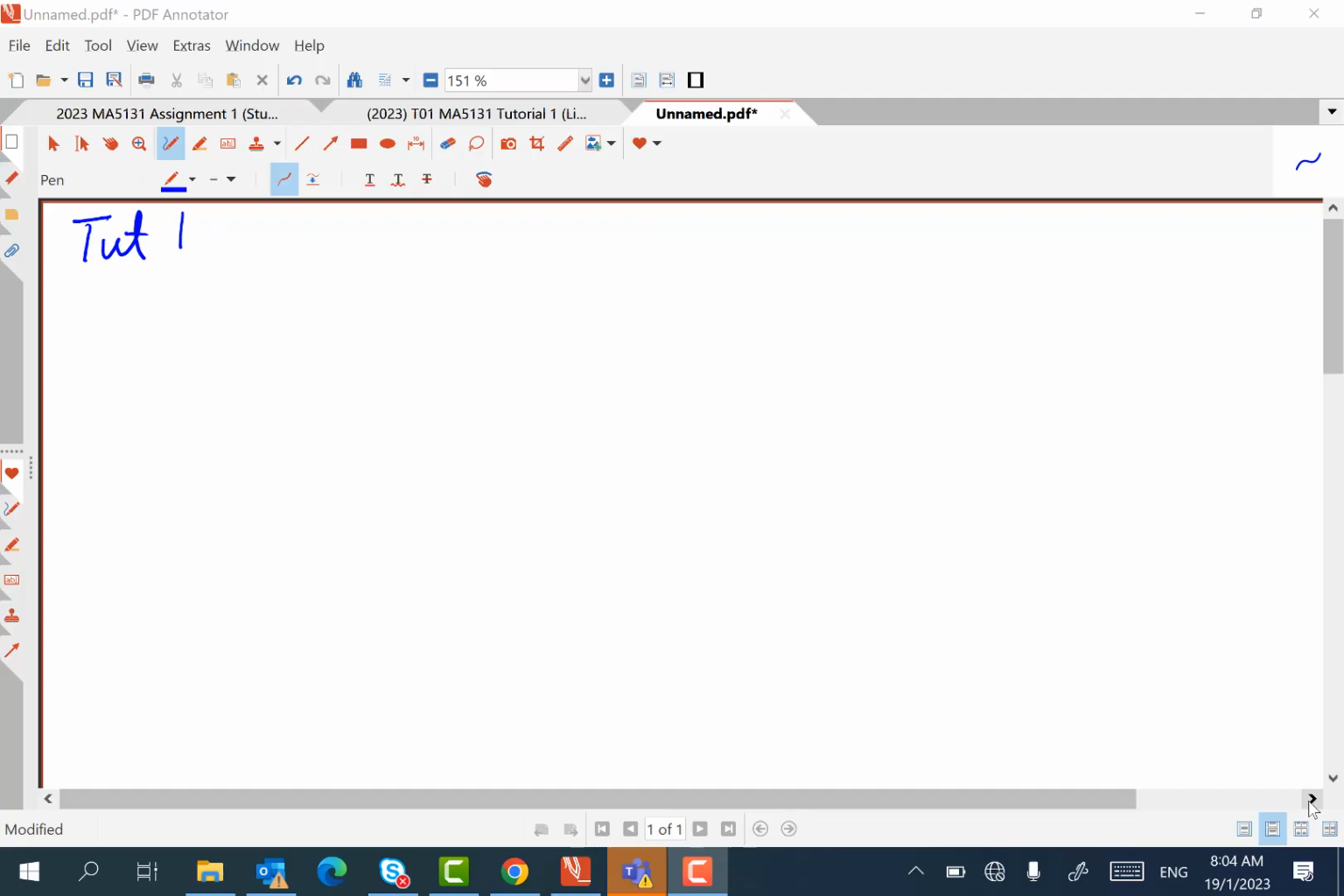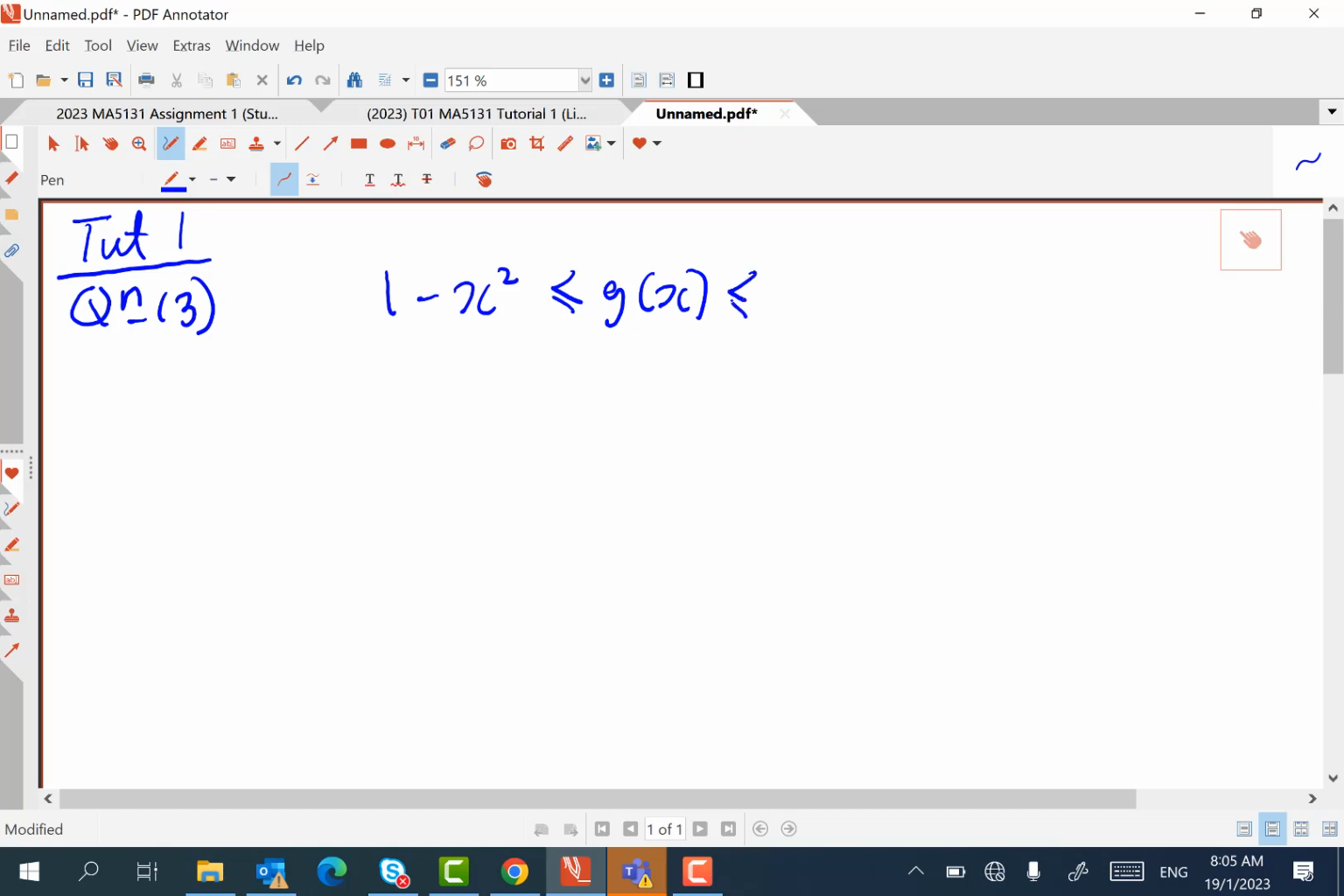Okay, tutorial 1, question 13. You have your question paper with you. Let's look at question 13 together. It gives you a condition about a function g(x): 1 minus x squared is less than or equal to g(x), and it's less than or equal to cosine squared x. This question wants you to prove that g is continuous at x equals 0.